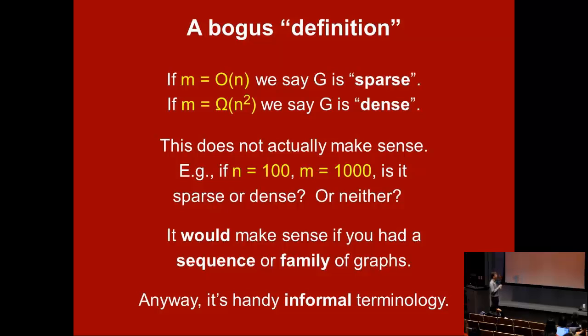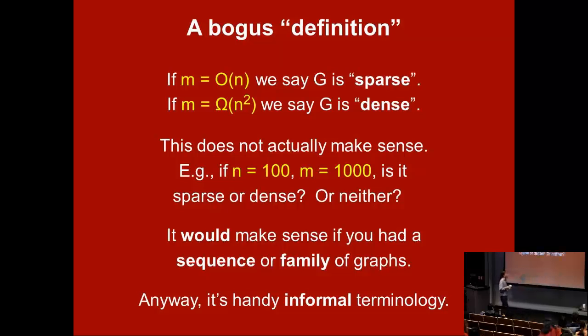Okay, I want to also mention a definition, which is not really a real definition, but it's a good terminology anyway at this point. This is bogus, but if you have a graph where m, the number of edges, is kind of order of n, you usually call that a sparse graph. So the number of edges is kind of a constant times n. And on the other hand, if m is close to the maximum, like if it's omega of n squared, you usually say that G is dense.